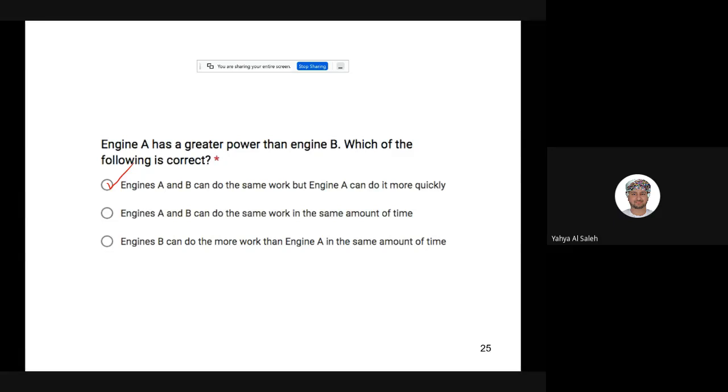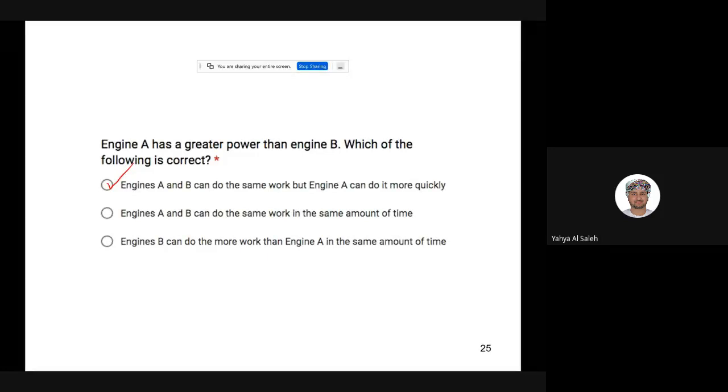Because the definition of power is work over time. So if something has greater power, then it can do the same amount of work more quickly. There's nothing stopping you from doing the same amount of work. It's just how quickly you can do it.